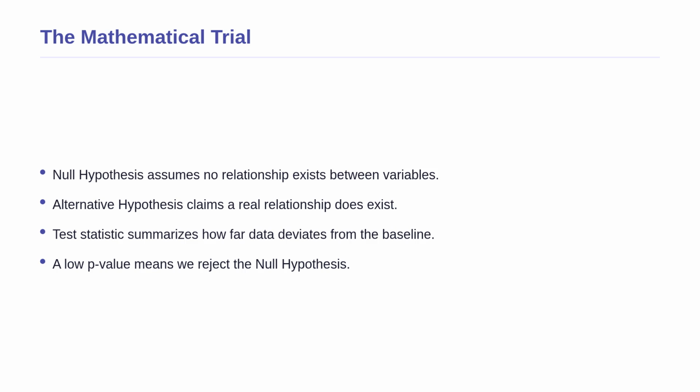We start with the null hypothesis, which is our baseline assumption that there is absolutely no relationship between our variables. The competing claim is the alternative hypothesis, stating that a real relationship does exist. To decide between them, we calculate a test statistic. This is a single number summarizing how far our observed data deviates from what we would expect if the null hypothesis were true. We then find a p-value, which tells us the probability of seeing our data by pure random chance. If this probability is extremely low, we reject the null hypothesis.